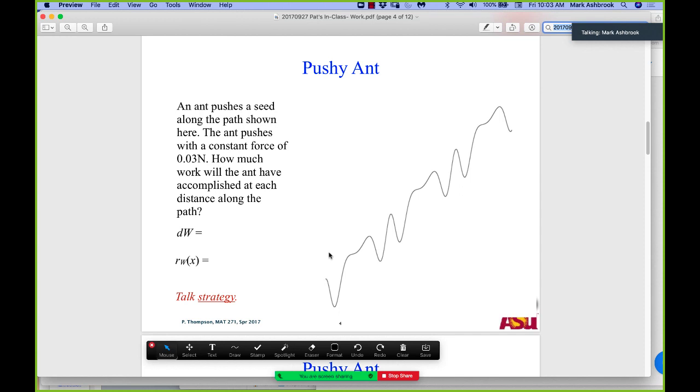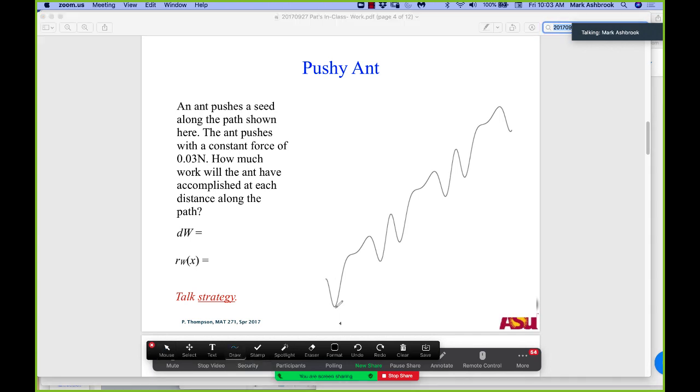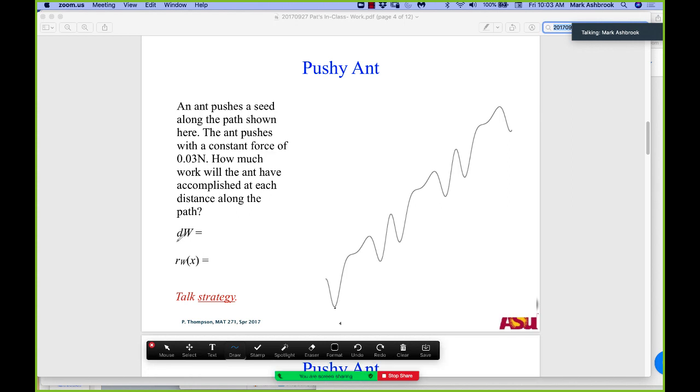Okay, so let's talk about that. Because this path is a weird shape, let's talk about, say, right here. What do we have to do? We're going to look at little amounts of work, right? So how would we calculate, say, right down there at the bottom, a little amount of work that the ant does in pushing the seed?